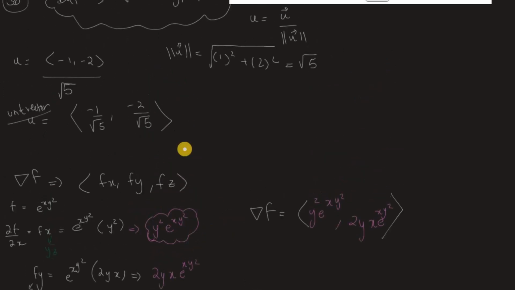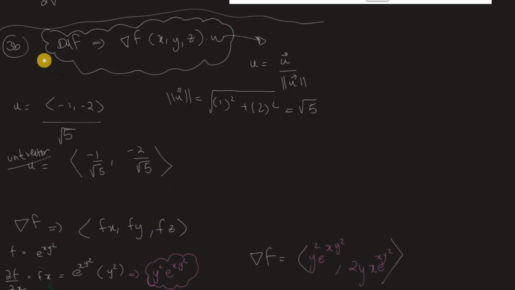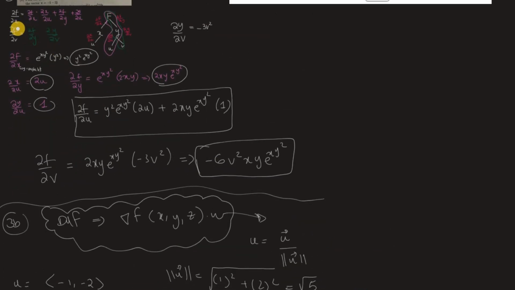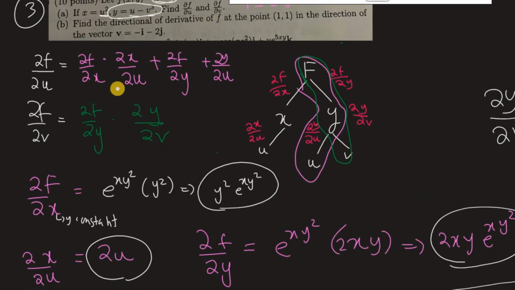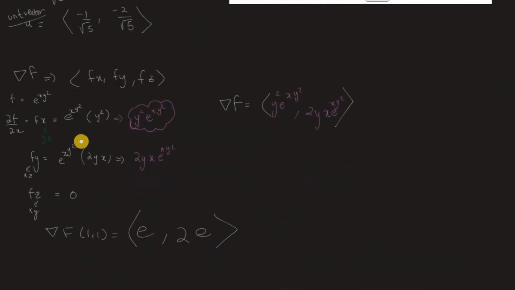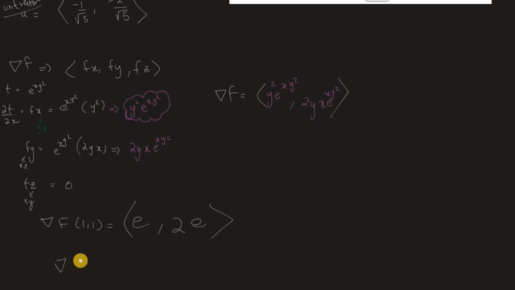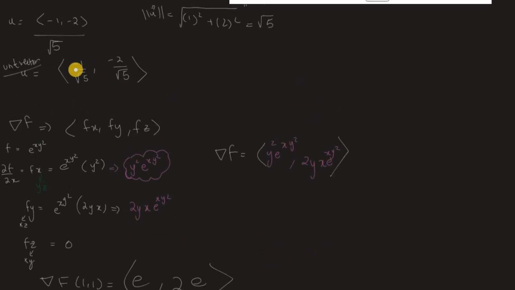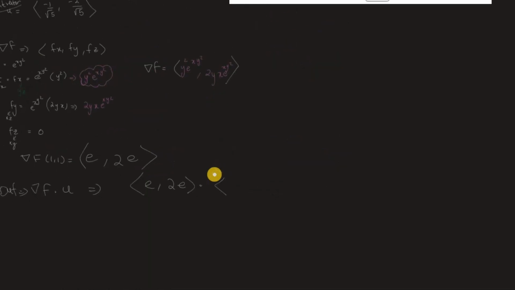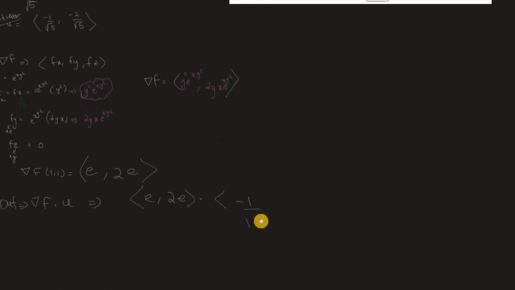So now we can finally dot product it with our unit vector in order to obtain the directional derivative. So let's go ahead and dot product this e, 2e with the unit vector. What do we have as our unit vector? We have the unit vector as -1 over square root of 5, -2 over square root of 5.